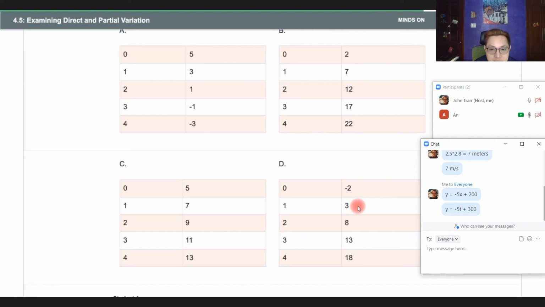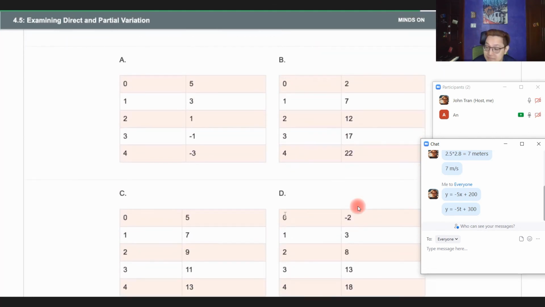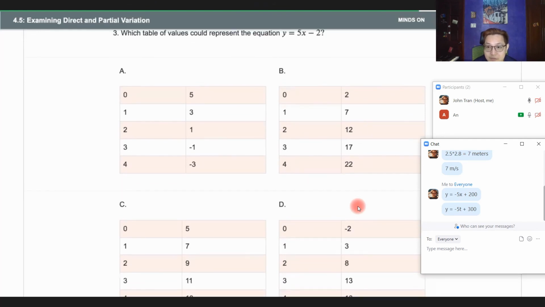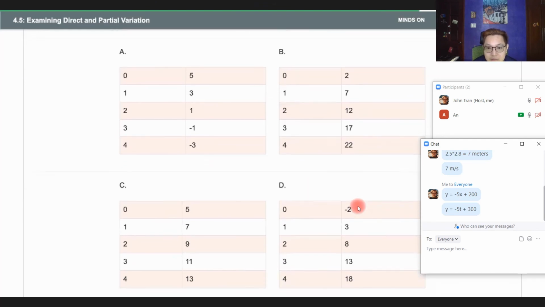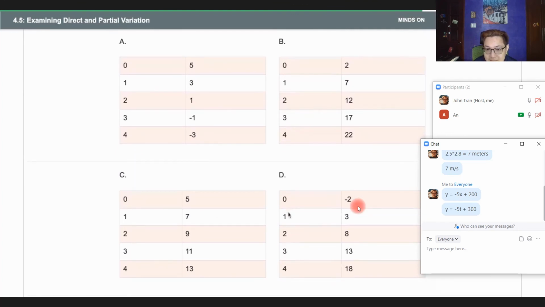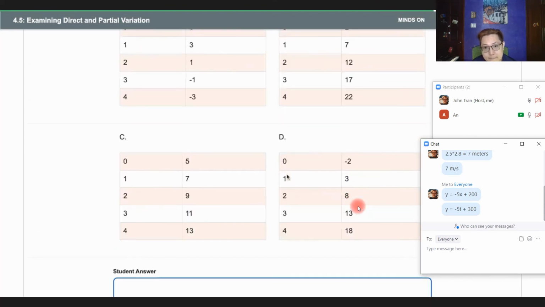I think it's D. No, are you so sure about that? Yeah, because if 5 multiplied by 0 is 0, then you minus 2, you get a negative value. And then 5 multiplied by 1 is 5, then you minus 3. You get 3. I mean, all values will fit, right?